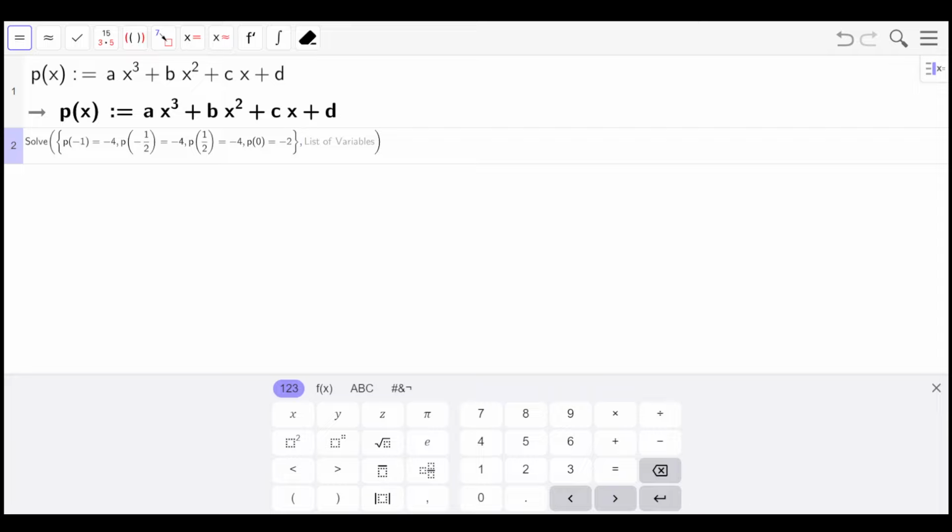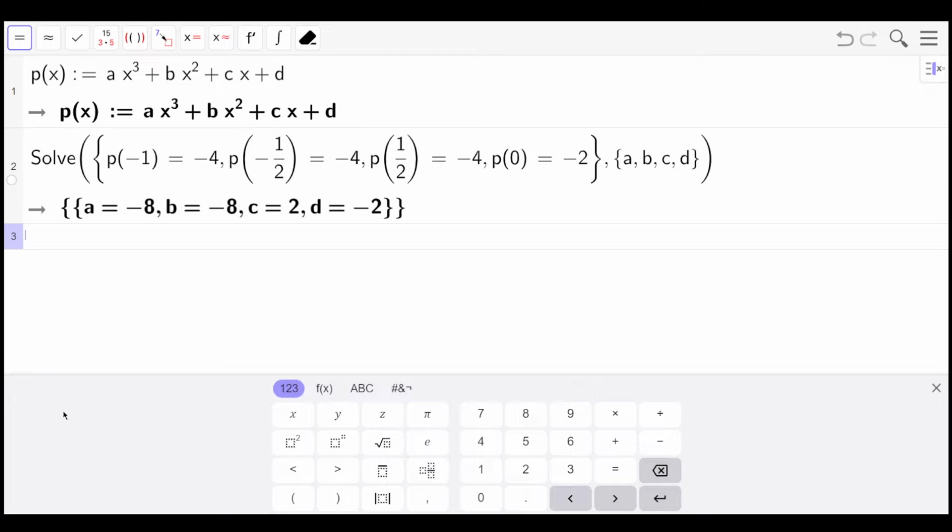Okay? But then you come outside, after comma, list of your unknowns or variables. Again, because it is telling you list, you have to open curly brackets. Okay? And then what are my unknowns? One of them is A, comma, B, comma, C, comma, D. So these are my variables that I want to find. So I go outside and press enter. So A is minus 8, B is minus 8, C is 2, and D is minus 2.